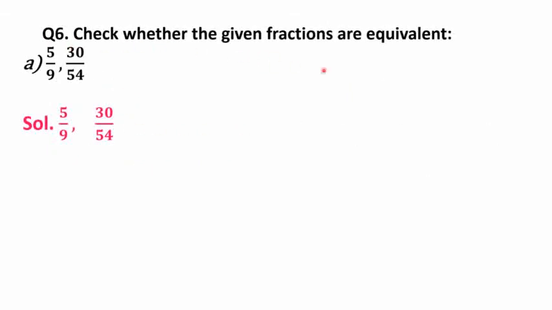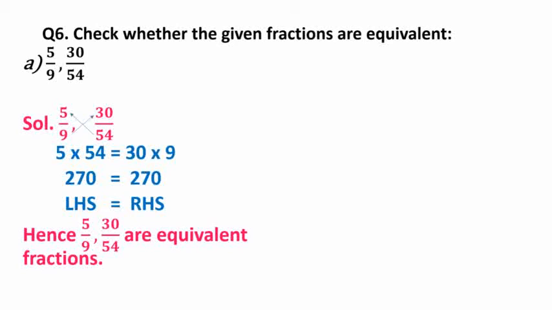Next question is check whether the given fractions are equivalent or not. First of all, the fractions are 5 by 9 and 30 by 54. For checking whether the two fractions are equivalent or not, we need to cross multiply the values. If both the sides, that is left hand side and right hand side, come equal, then our fractions are equivalent. So you can see here, children, when 5 is multiplied by 54 and 9 is multiplied by 30 over here, 5 into 54 will give you 270 and 30 into 9 will again give you 270. So you got here left hand side is equal to right hand side.